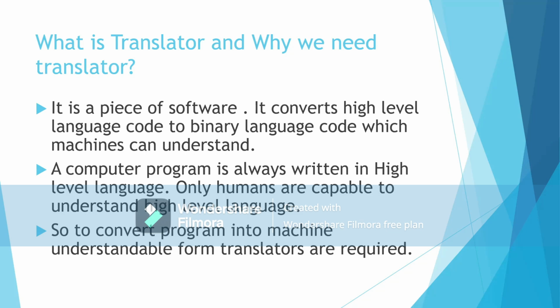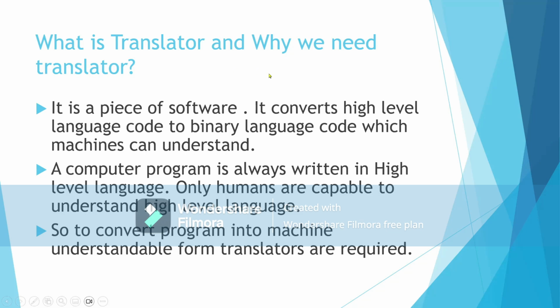What is the meaning of high level language? High level language is nothing but programming language, whatever humans can understand. For example, in computers we are using the C language, C++, Java, Python for the purpose of programming. And these languages are called high level languages because these are understandable by humans only.